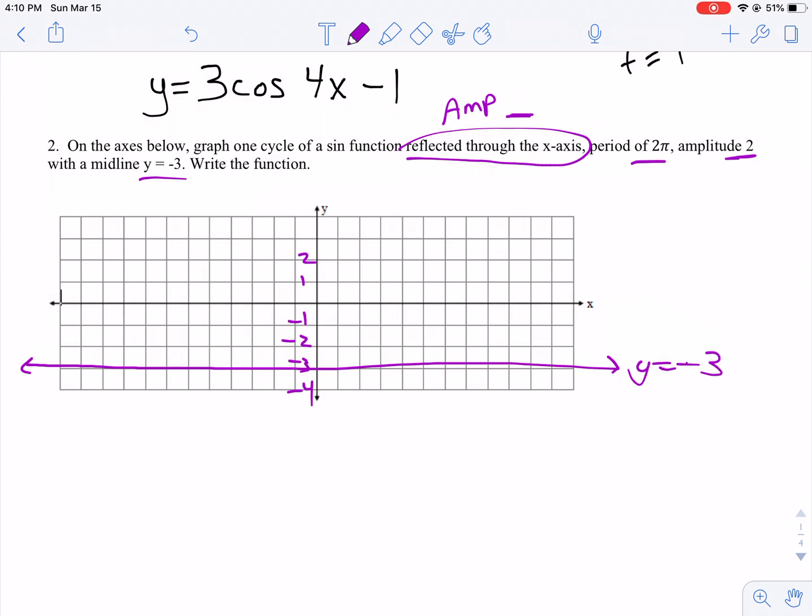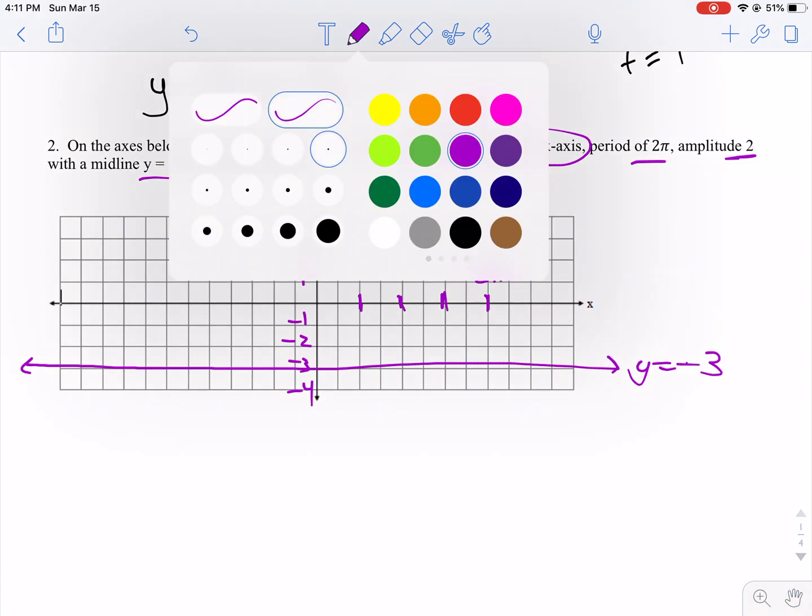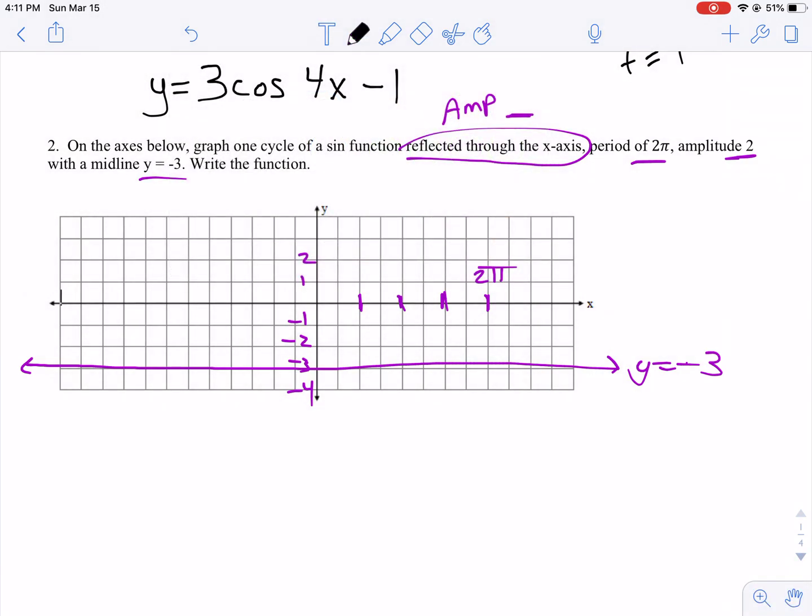Okay, so we have to have 4 critical points. 1, 2, 3, 4. The last one gets the period, so that's 2 pi. And we're ready to graph. Sine graphs always start at 0, unless, of course, you're shifting. So now that we know what the midline is, the sine graph will always start on the midline because that's our new ground zero.